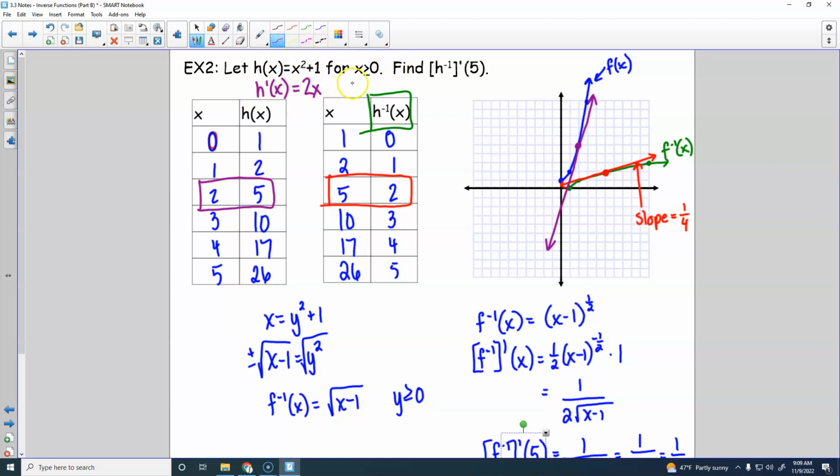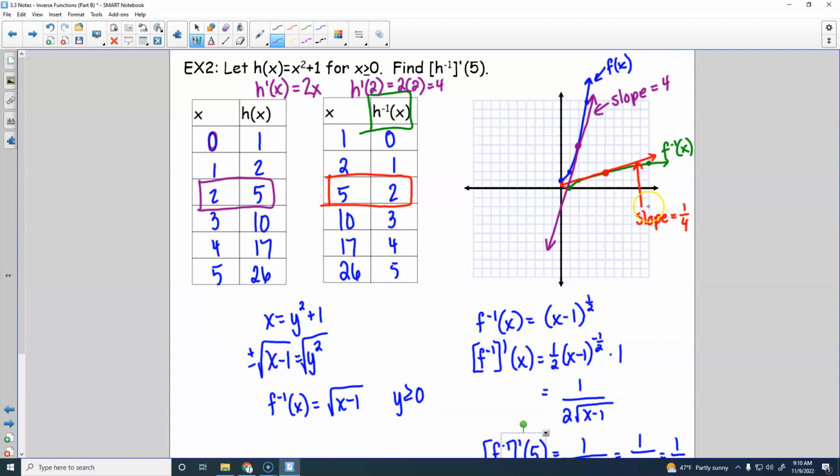And then if I did h prime of 2, that would be 2 times 2, which would be 4. So the slope of this line was 4, whereas the slope of the inverse was 1/4. Okay, those are related. That's going to happen every time. So we're going to have a formula here in a moment for that.